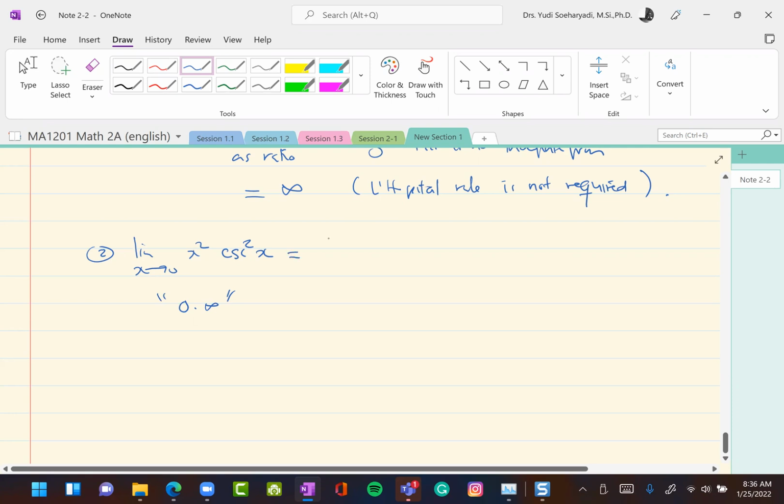And we write this as a ratio. Cosecant is 1 over sine, so you have this there. So this is going to 0. Now you see this is a small over small. Then you can use L'Hopital's Rule.